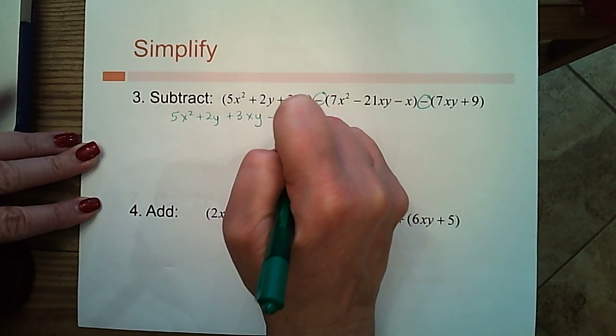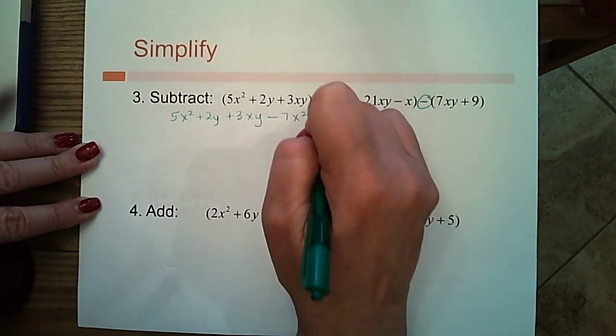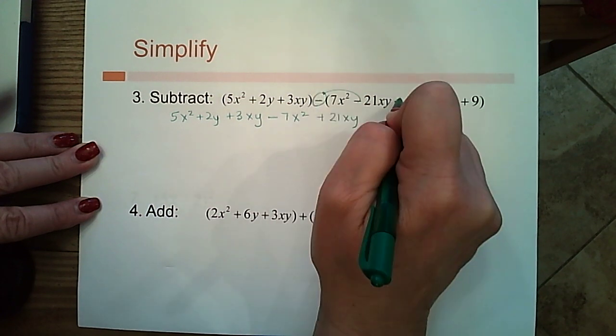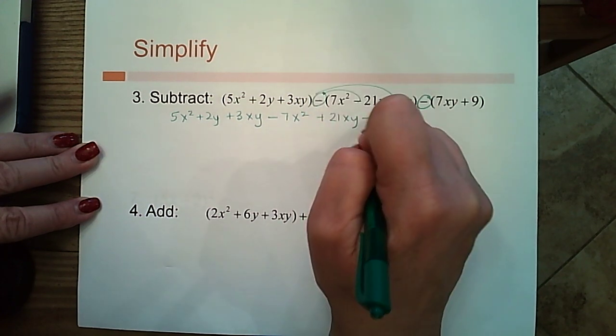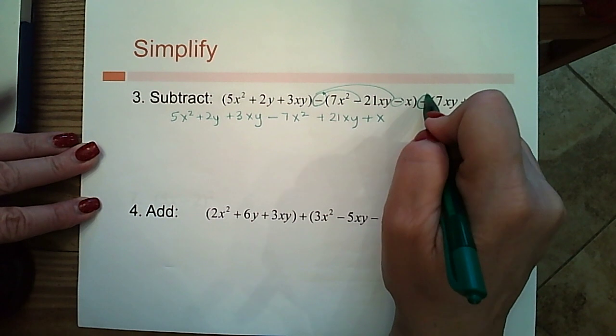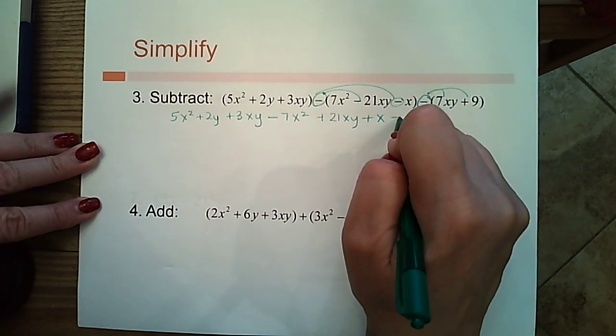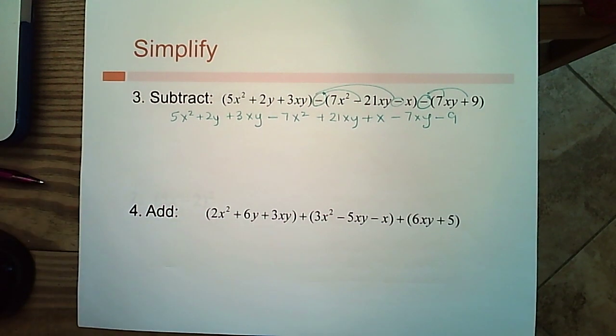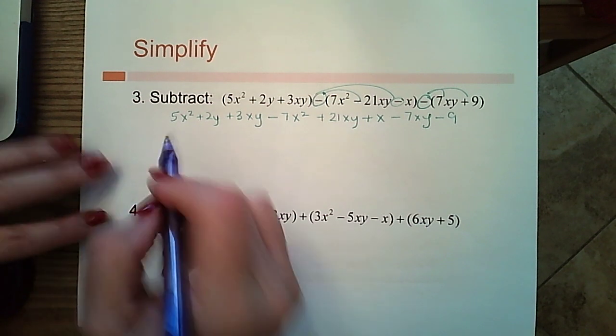Minus, I need to distribute the 7x squared minus this negative here becomes plus 21xy. Then I'm going to distribute to this x here plus x. Then I've got to distribute him to both pieces too. Minus 7xy minus 9. Lots of terms, but that's okay. We're super smart. We can put it together. So I'm just going to start at the beginning.